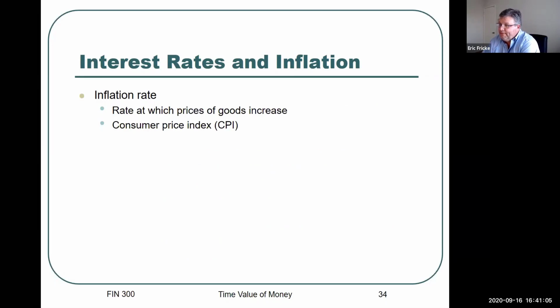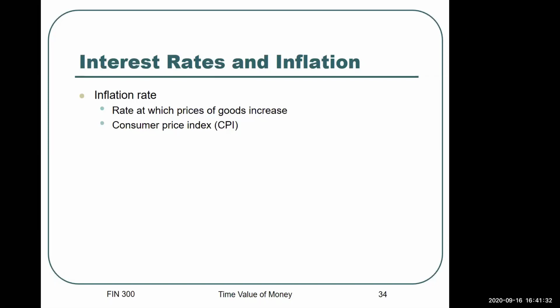Inflation is the rate at which prices increase. And we're usually worried about consumer prices because we're consumers, and that's tracked by the Consumer Price Index, the CPI, which is published by the government. I think perhaps one of the Federal Reserve banks does it.